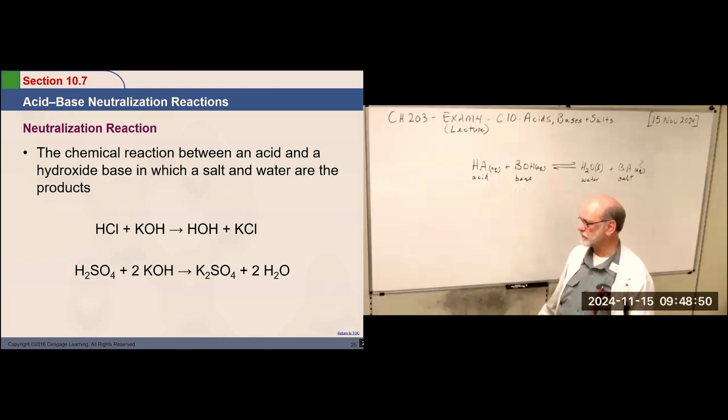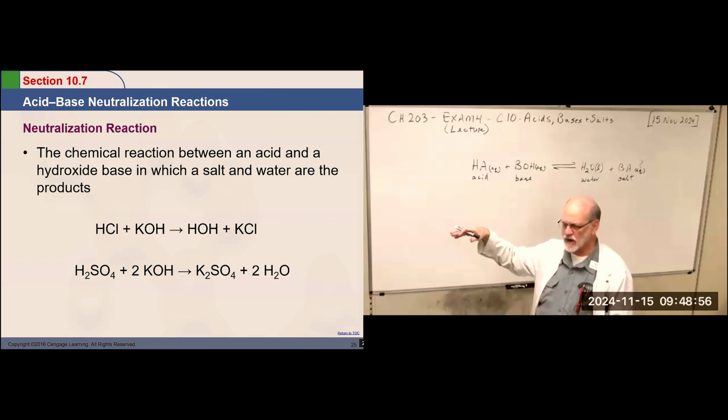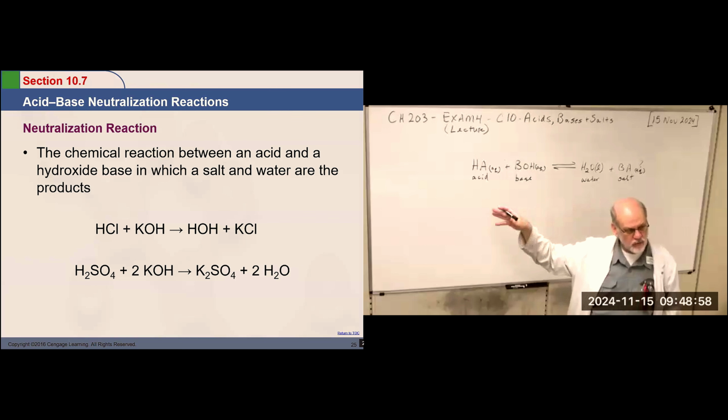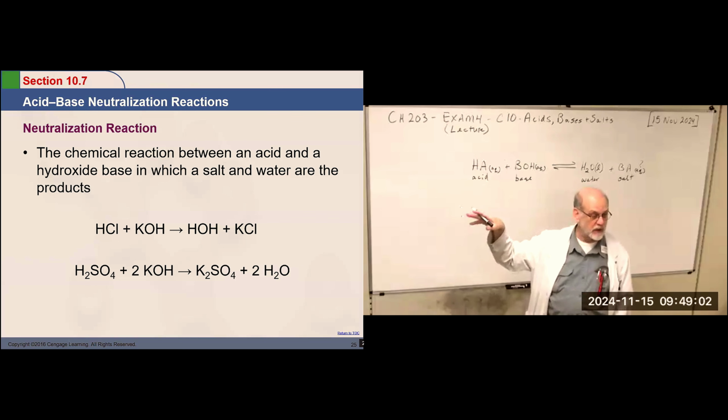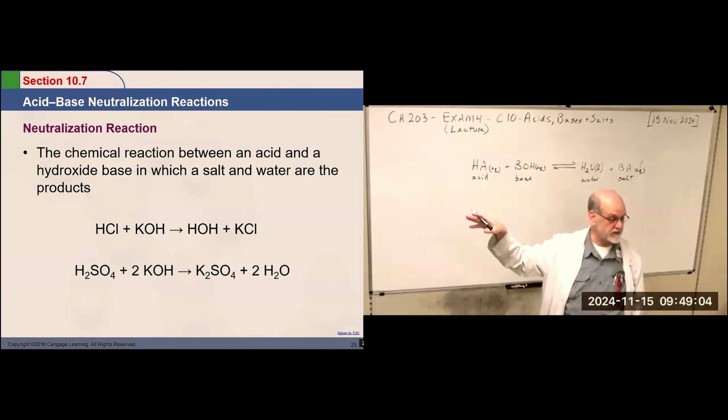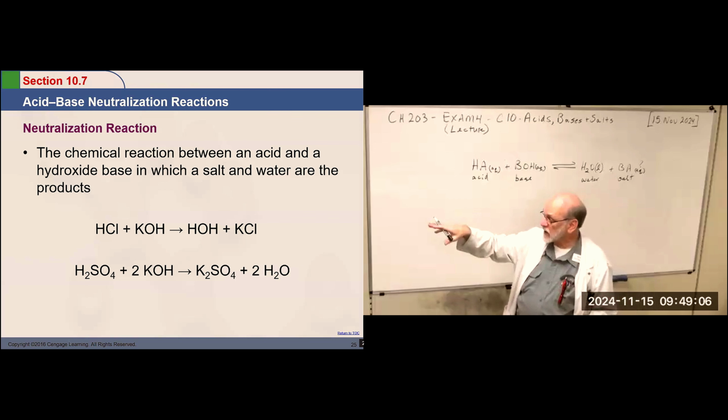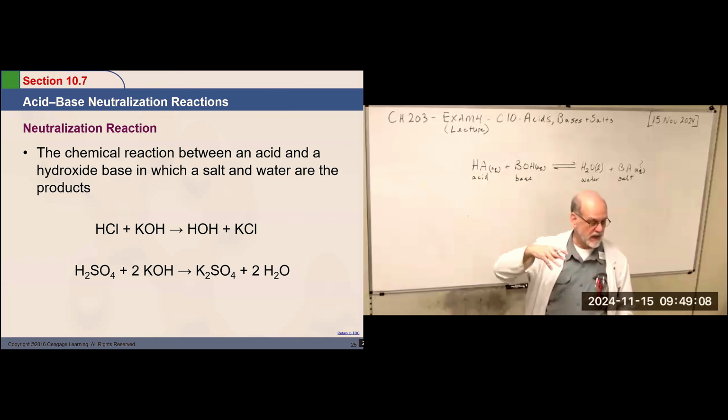Plus the salt. The second reaction, where we have sulfuric acid and potassium hydroxide, you need 2 moles of potassium hydroxide to be stoichiometrically equivalent to 1 mole of sulfuric acid, simply because sulfuric acid has the potential to ionize 2 protons.